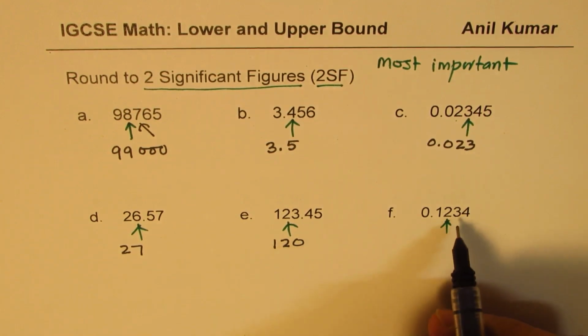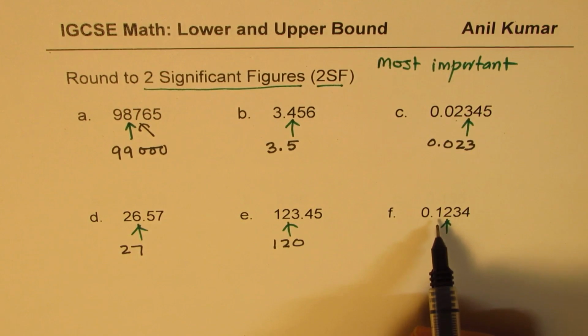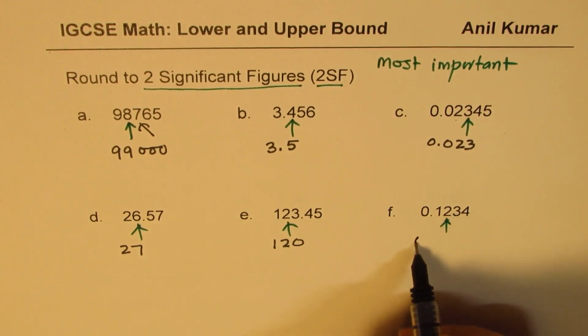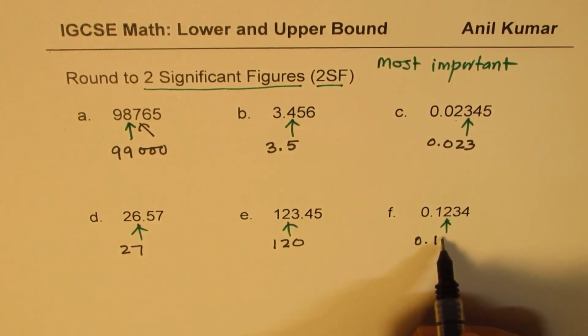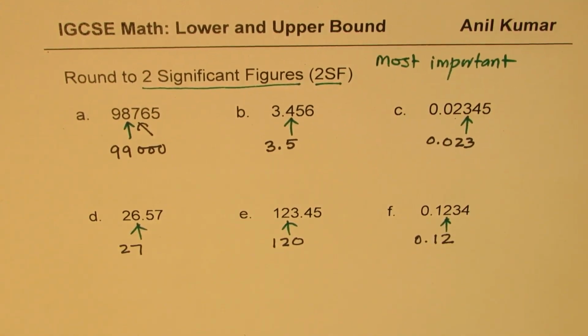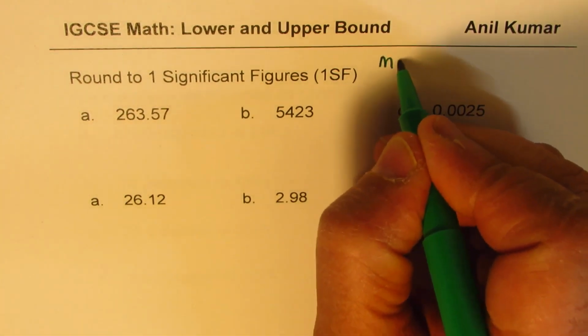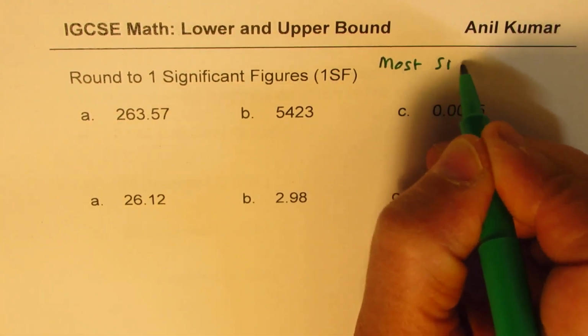120. In this case, that means to tens, right? And in this case, we are talking about tens and hundreds. So it is 0.12. So that is how you're going to round to two significant figures. I hope that is absolutely clear, right? So let's move on and now take one significant figure. It means most significant, right? Absolutely most significant.